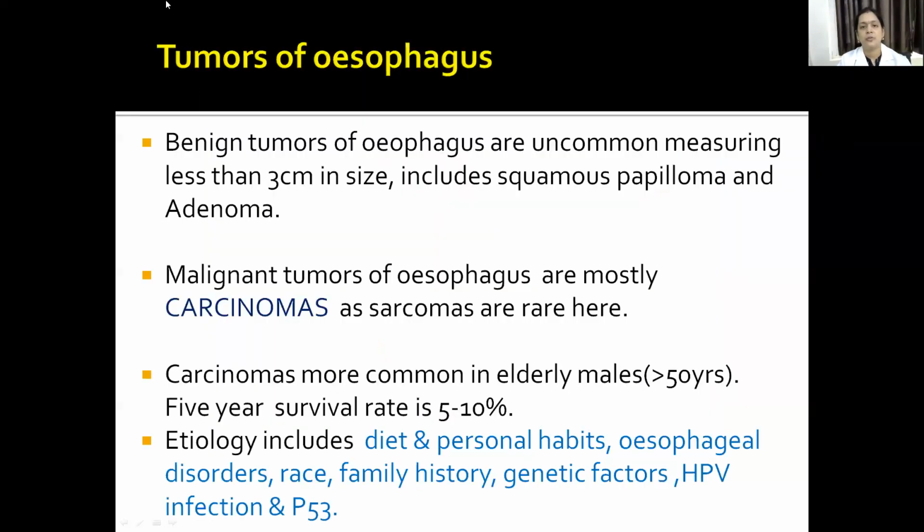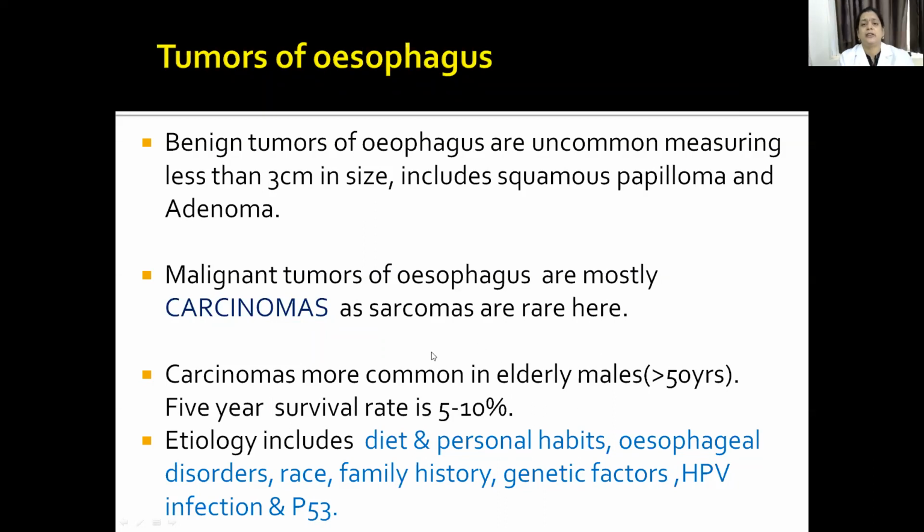So now coming to the tumors of the esophagus. You have to know that the tumors of the esophagus can be benign or malignant like any other organ, but benign tumors are very, very uncommon. They are less than 3 centimeters if present. There can be a squamous papilloma or an adenoma. And the malignant tumors are mostly carcinomas, and usually sarcomas are rare. The carcinomas can be a squamous cell carcinoma or adenocarcinoma. There can be any uncommon type of carcinomas which can occur as well. The 5-year survival rate is 5 to 10%, and usually adult males are affected.